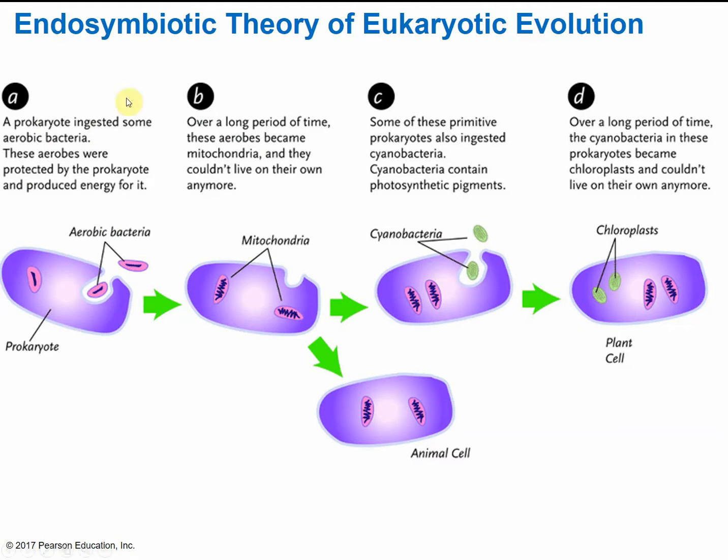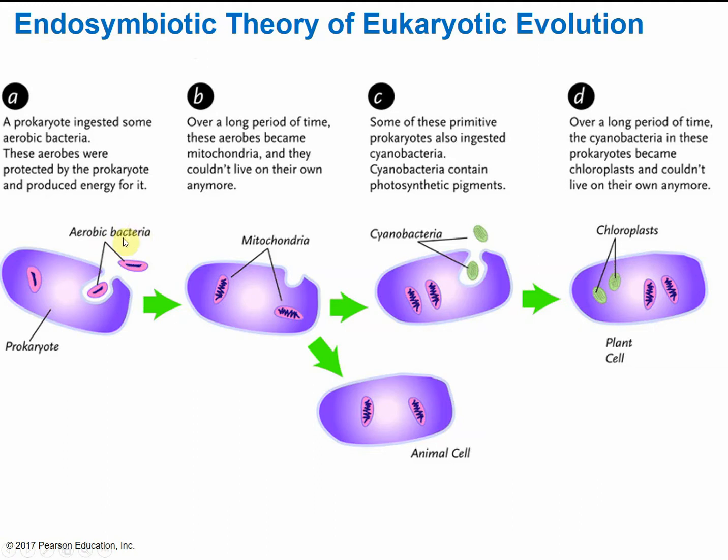This endosymbiotic theory of eukaryotic evolution states that there was a larger prokaryote or a larger bacterial cell that took up a smaller aerobic or oxygen metabolizing cell into its cell. So basically a large cell eats a smaller cell. But they have a mutually beneficial or symbiotic relationship. Right? So endosymbiotic: symbiotic just means mutually beneficial, and endo means inside. So we have one cell living inside of another.